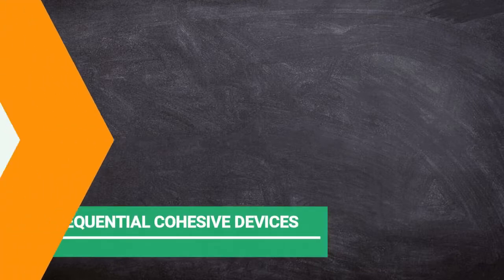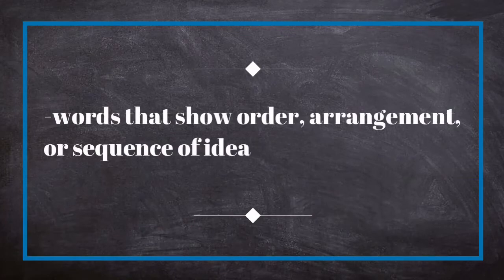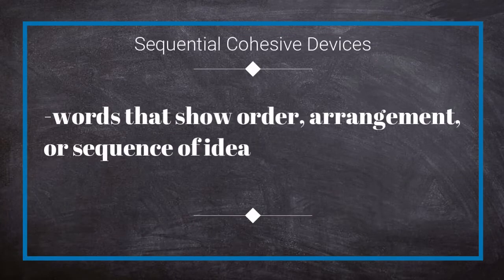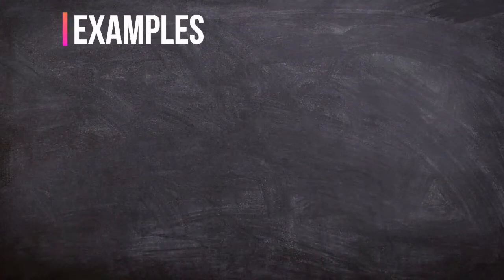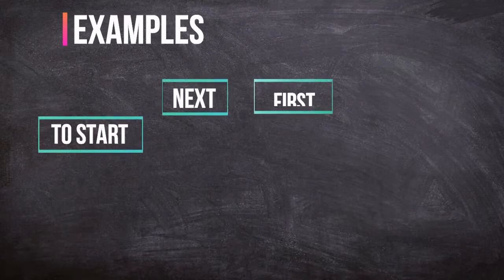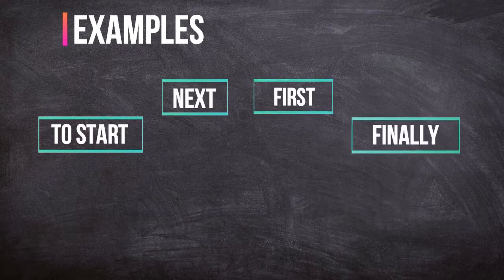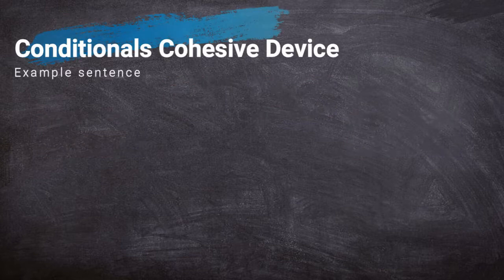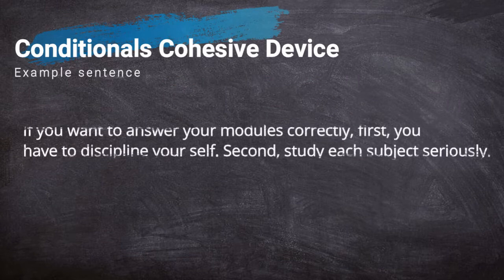Let's proceed with number 4, sequential cohesive devices. Ang sequential cohesive devices naman ay ang mga salita na nagpapakita ng order, arrangement, or sequence. Ibig sabihin, may pagkakasunod-sunod, may order na ipapakita. Ang mga halimbawang salita or cohesive device words para dito sa ating type number 4 ay ang start, next, first, and finally. Pag ginamit mo ito, ang mga salitang ito, ibig sabihin, magsisequence ka ng isang pangyayari or kaganapan.